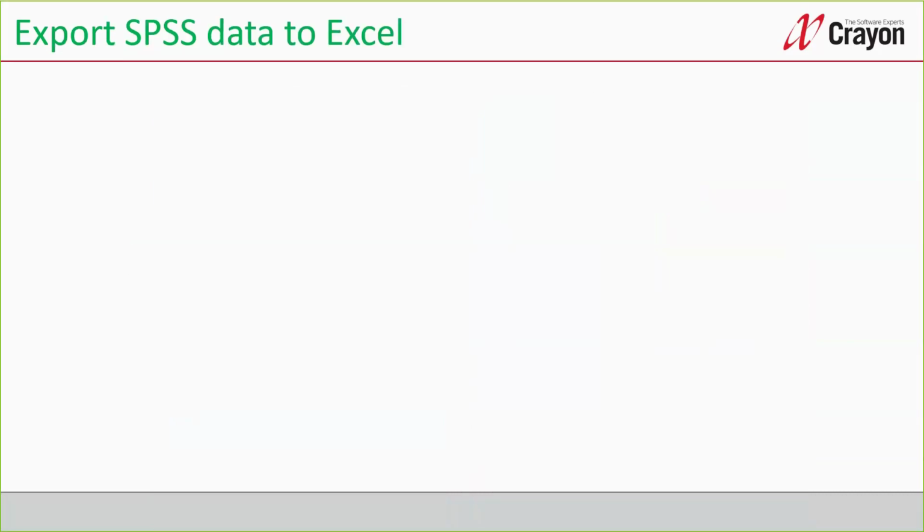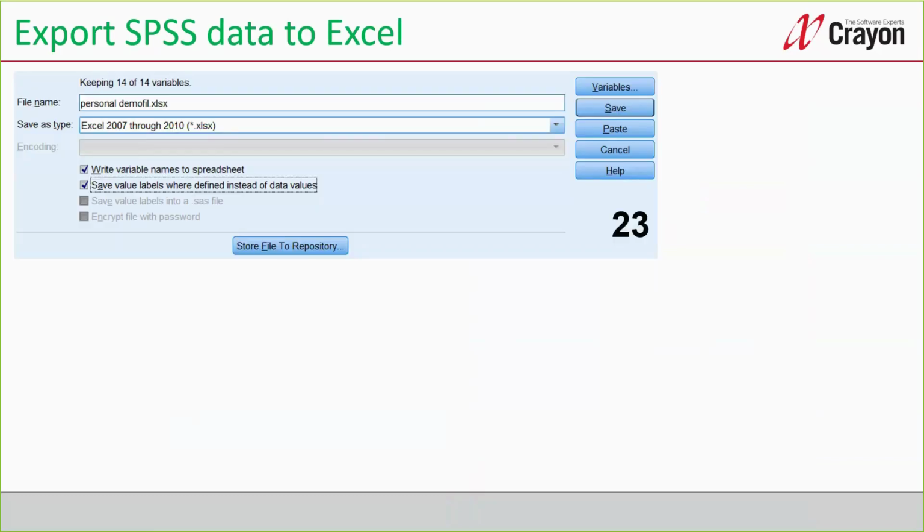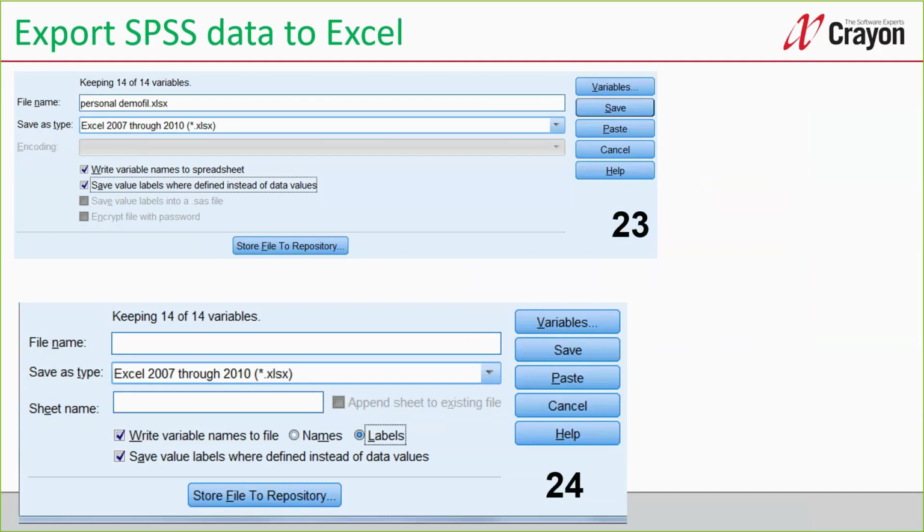Then the last thing here is the export of the SPSS data file to Excel. In version 23 it looks like this, and 24 like this. So what is the difference between these two? Here it is. Now you can save the labels of the variable names into Excel.